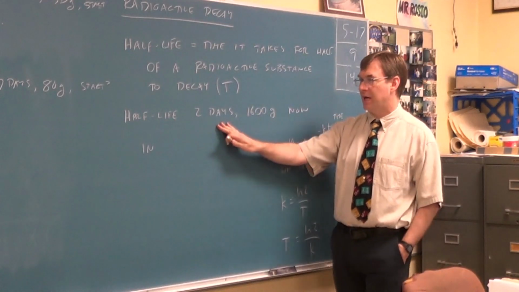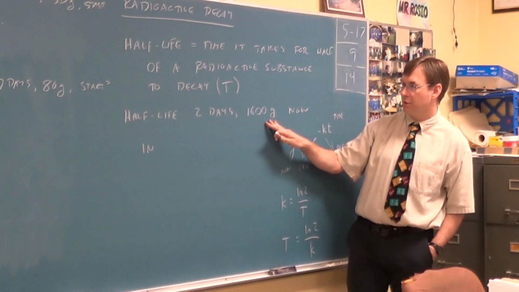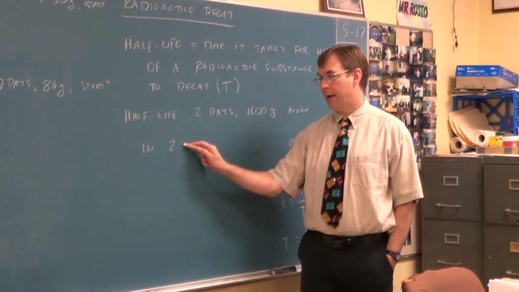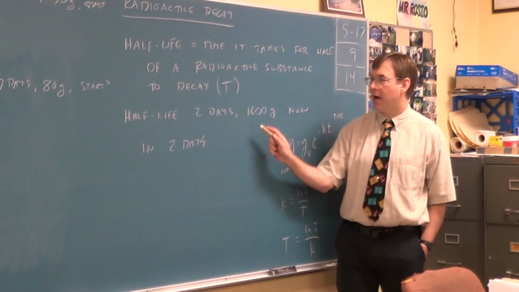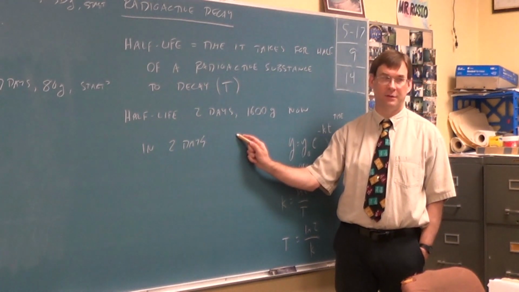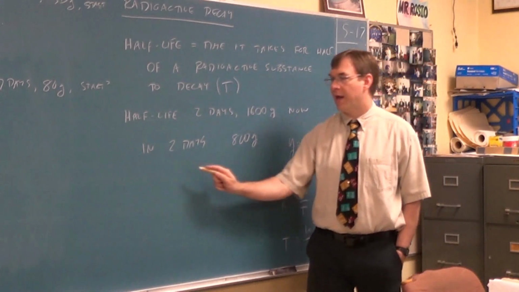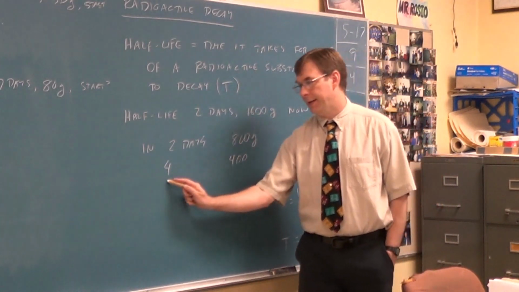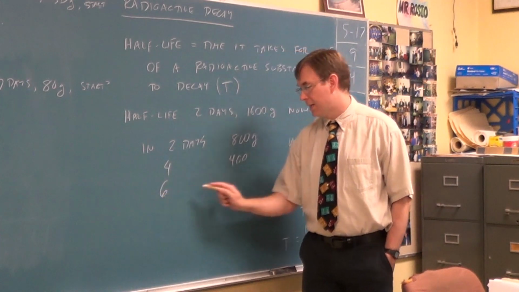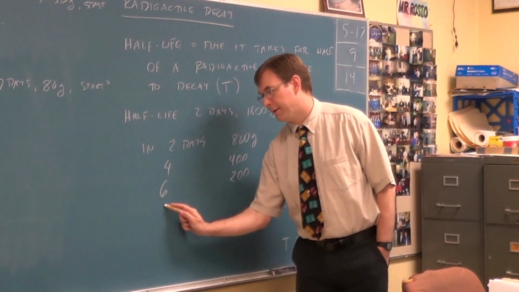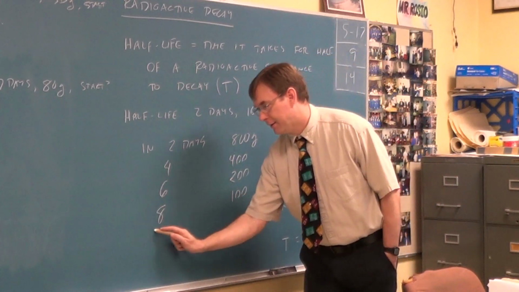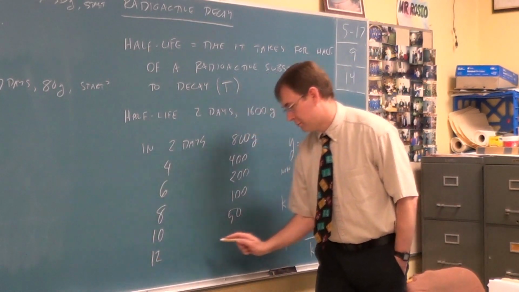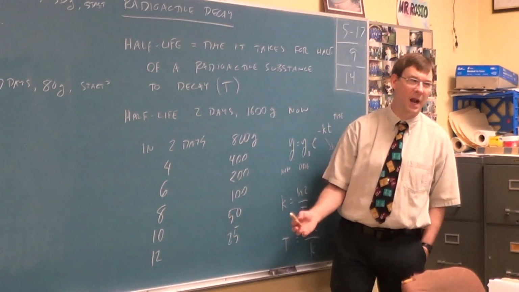If I tell you the half-life of something is 2 days, and I have 1,600 grams now, the next time I should come back and check on that would be in 2 days. And when I come back and check, I wouldn't have 1,600, I'd have 800. Then after a total of 4 days, I'd have 400. And in 6 days, you'd have 200. And in 8, you'd have 100. And in 10, I'd have 50. And in 12, 25. And we could do that forever, but I'm running out of board space.